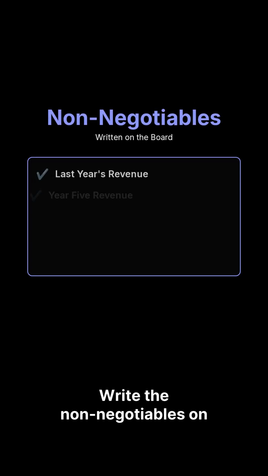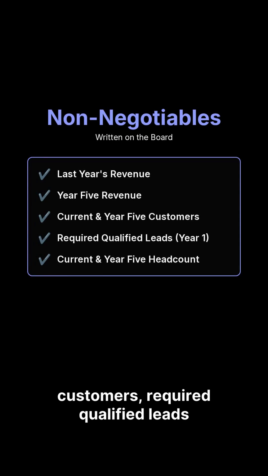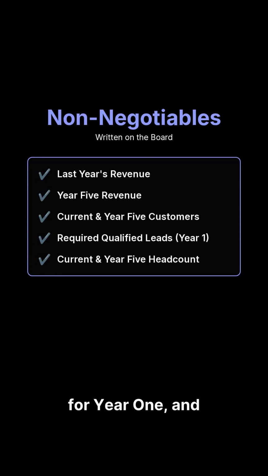Write the non-negotiables on the board. Last year's revenue, year 5 revenue, current and year 5 customers, required qualified leads for year 1 and current and year 5 headcount.